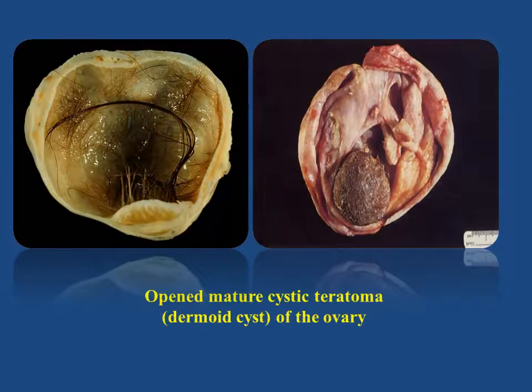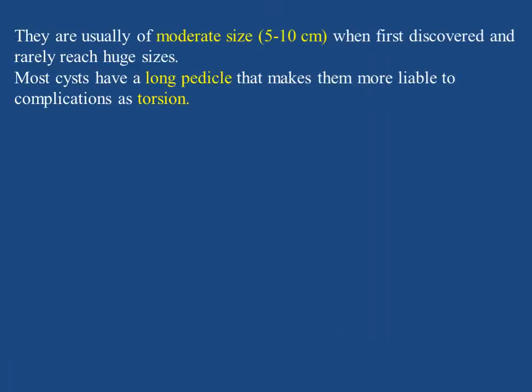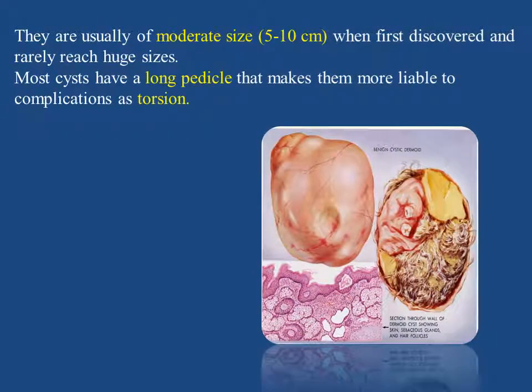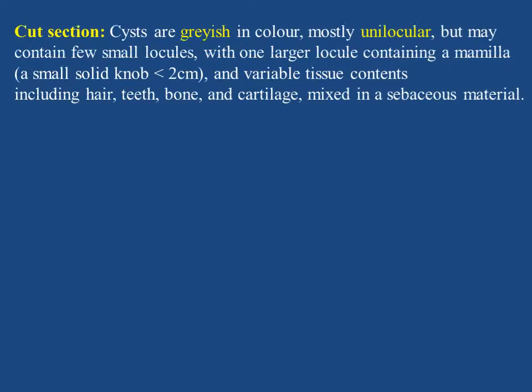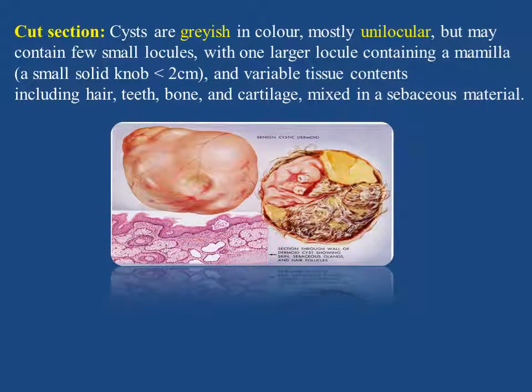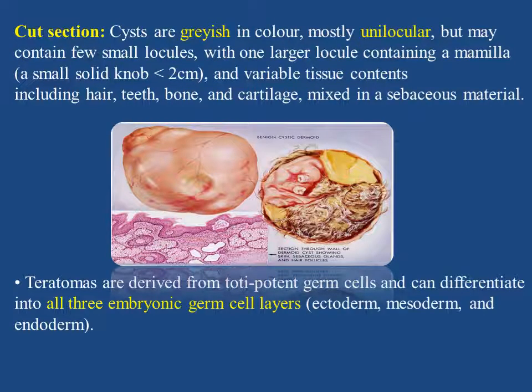This is the cut section or the open mature cystic teratoma, dermoid cyst of the ovary. They are of moderate size when first discovered. Most cysts have long pedicles, so they are liable to complications like torsion. I told you it's bilateral in 12%. With the cut section grayish in color, mostly unilocular, may contain only a few locules with one large one containing a small knob or mamilla, and they contain variable tissue including sometimes hair, teeth, bone mixed in sebaceous material.